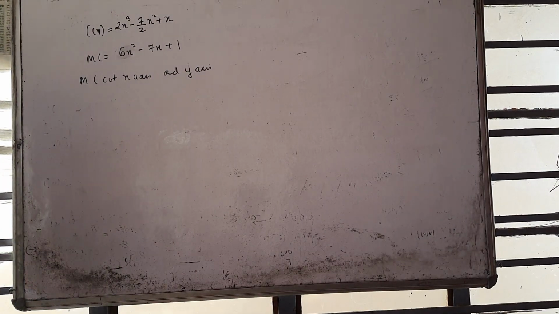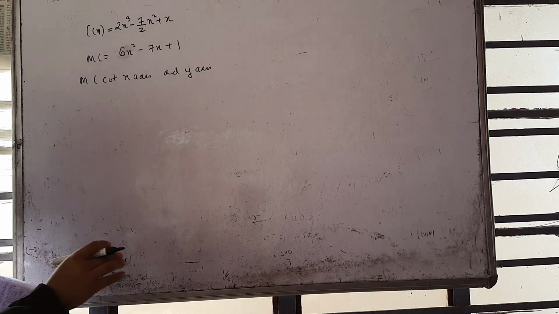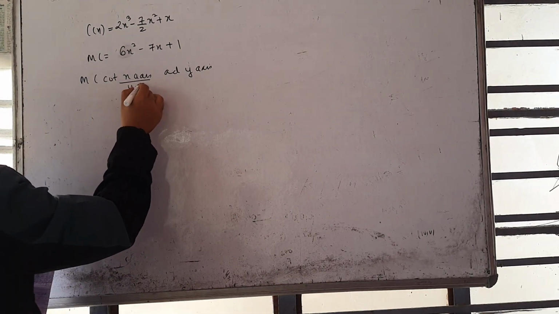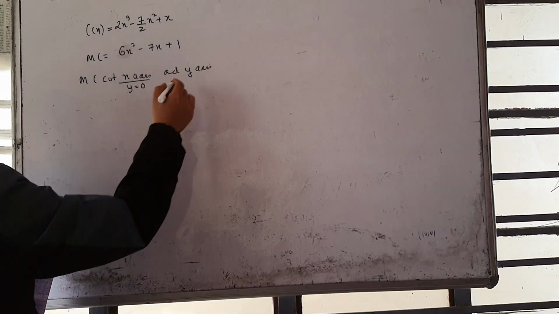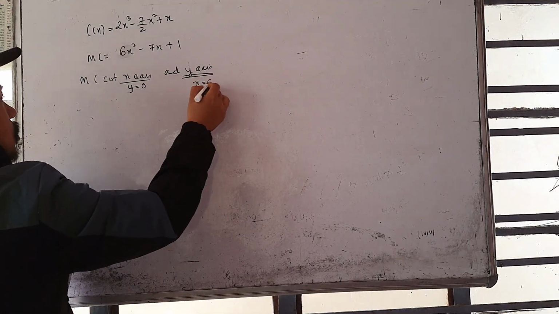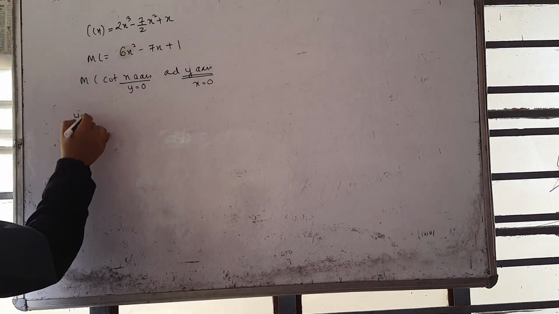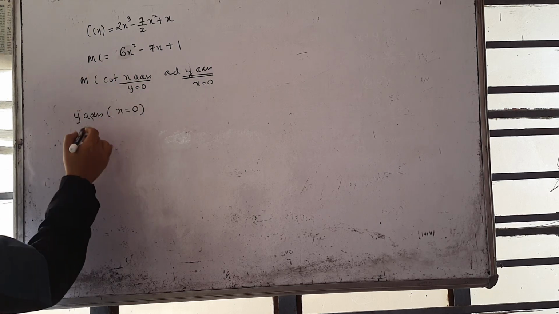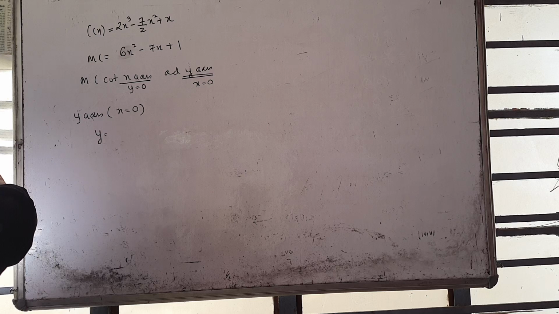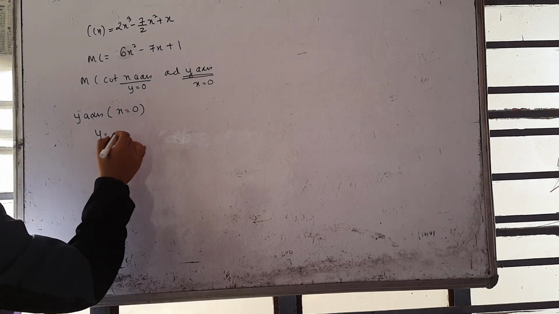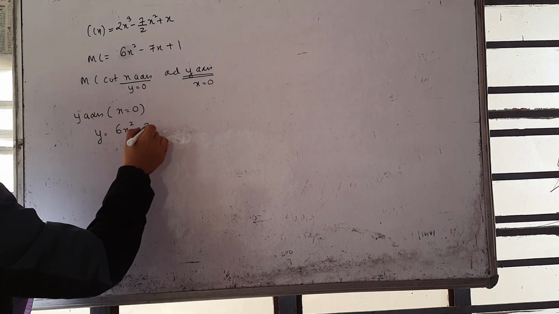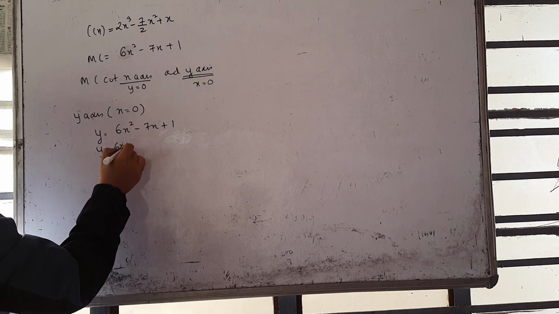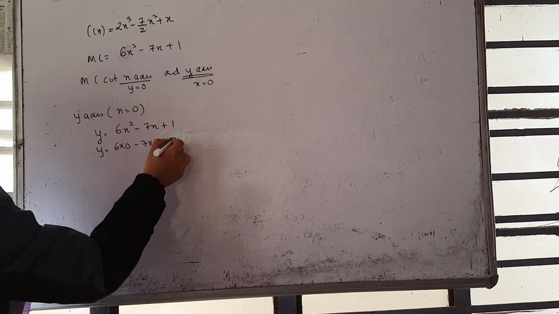Any point on the x-axis means the y coordinate is going to be 0. And any point on the y-axis means the x coordinate is going to be 0. So if they say y-axis, the value of x is going to be 0. Marginal cost can be written as y, because the left hand side is y and the right hand side is x. y equals 6x² minus 7x plus 1. So put x as 0, guys: 6 into 0 minus 7 into 0 plus 1.